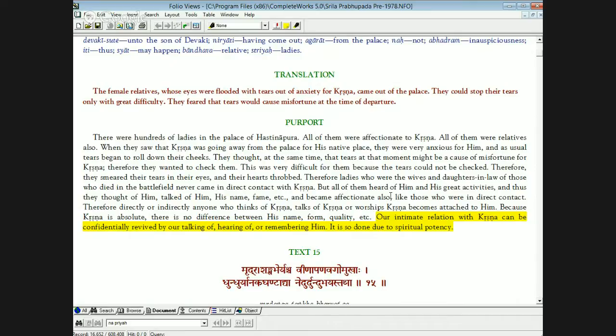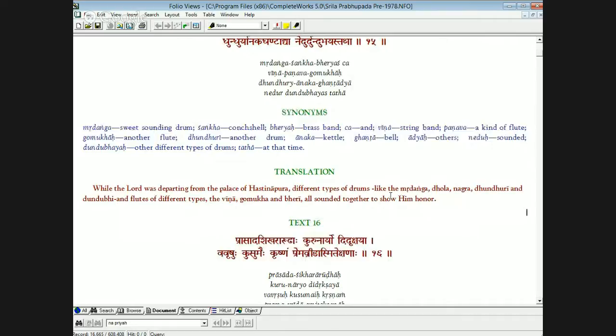The Lord is departing from the palace of Hastinapur with different types of drums like mridangas, dhols, nagaras, dhunduri, and dhundubi, and flutes of different types, the veenas, gomukha, bhiri, all sounded together to show him honor.